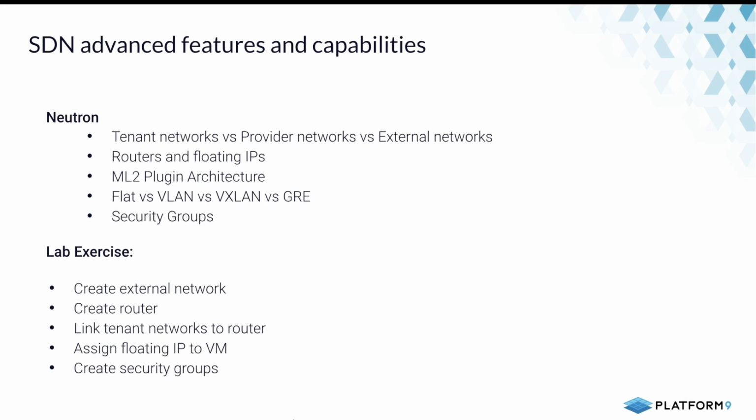With that foundation in place, let's move on to the lab exercise, where we will create an external network, create a router, link tenant networks to the router, assign a floating IP to the virtual machine, and then create security groups. So let's dive right in.